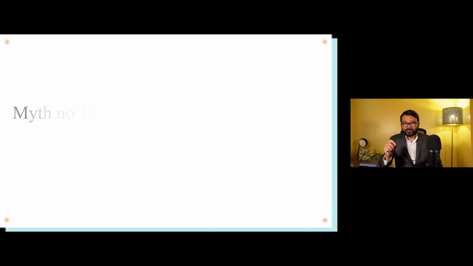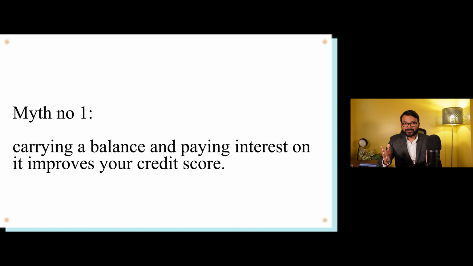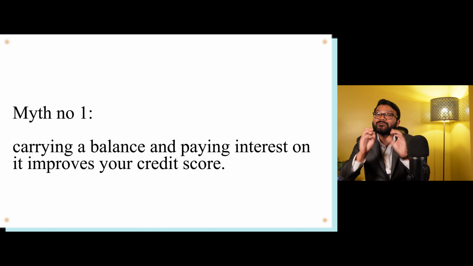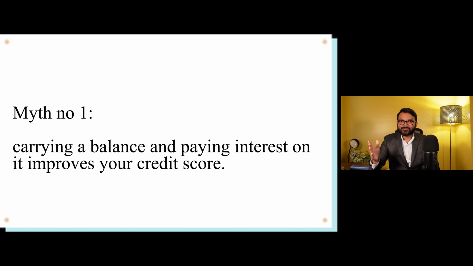Now let's debunk some myths about credit cards. Myth number 1, carrying a balance and paying interest on it improves your credit score. This is completely false. It actually can hurt your credit score in the long run because it demonstrates that you are irresponsible in managing your credit.